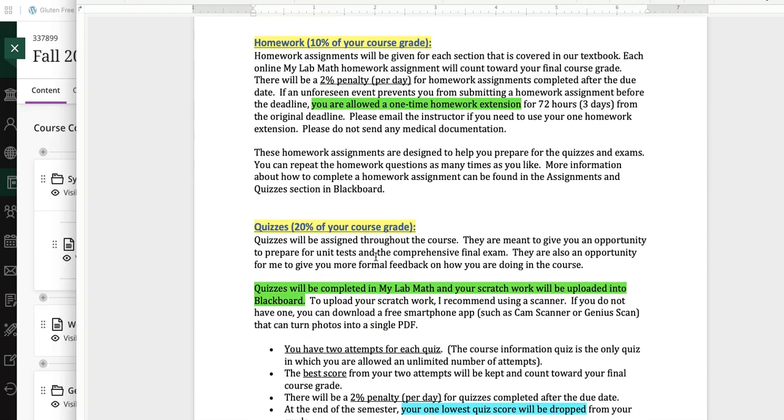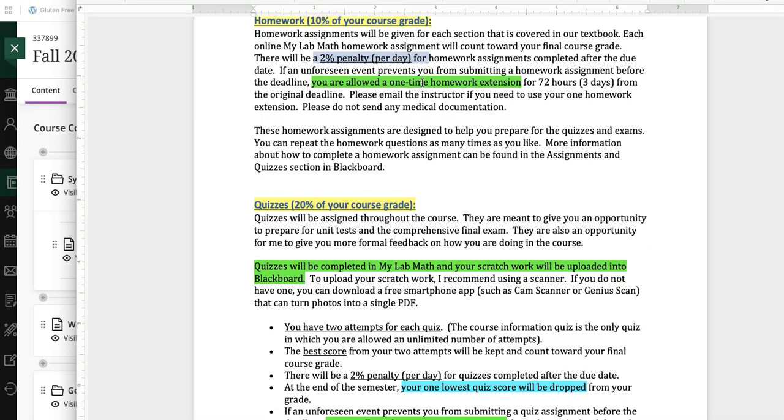Some basics about the course is that homework is 10% of your course grade. You're allowed a homework extension. Please give me an email and I will help you out with that. If you choose to not use your one-time homework extension, there is a penalty of 2% each day when a homework assignment is past due.